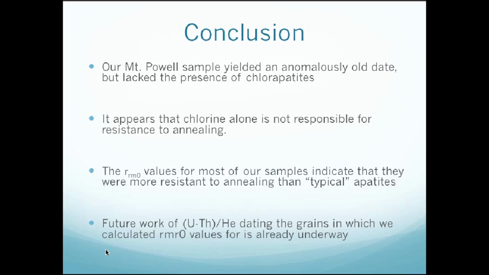Well, here's what we concluded. We tested our Mount Powell sample, and we got the anomalously old date that Charles Naser got, but we didn't get the chlorine content we wanted. So that left us thinking chlorine isn't the only thing responsible for the resistance to annealing effect that we're seeing. And our RMRO values showed that our apatites were more resistant to annealing. So this leaves us thinking that the resistance to annealing effect is actually due to a menagerie of elements that can be substituted in. And last, future work would consist of helium dating these grains, which we just calculated the RMRO values for. And that's actually already underway.